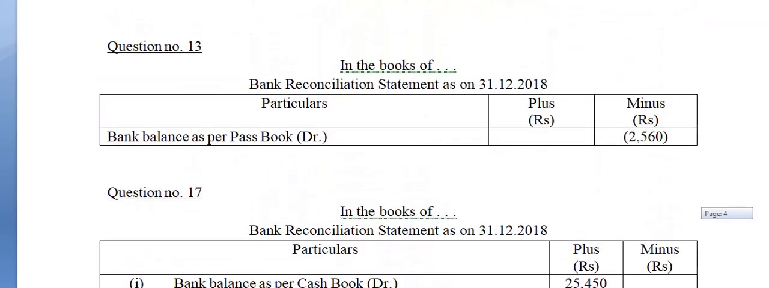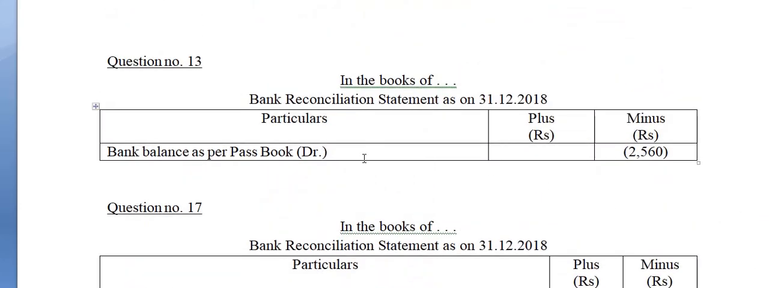When I send you this PDF, I will be showing one particular question of question number 13. So please do solve this. And this concludes our chapter of BRS.